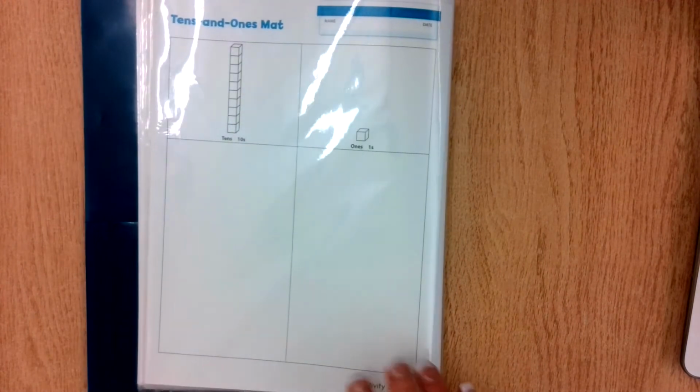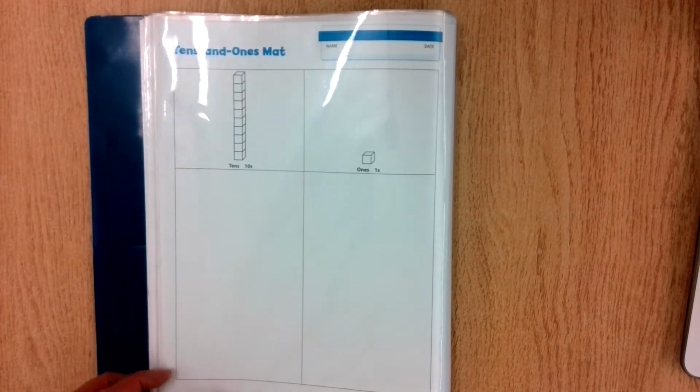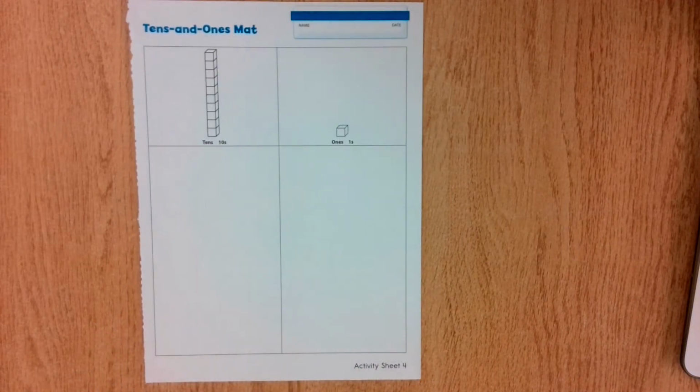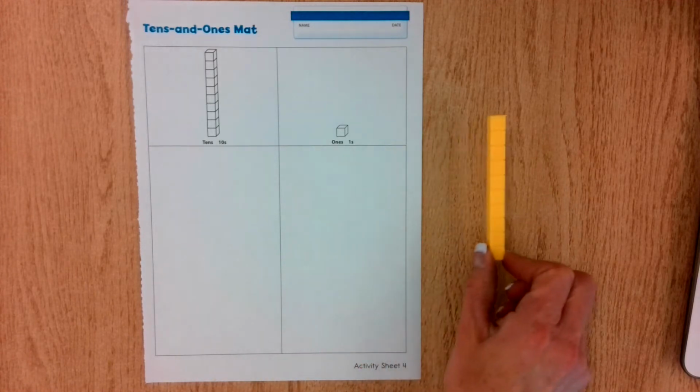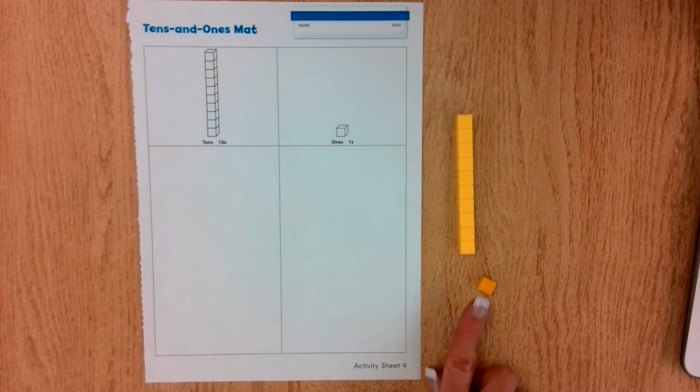So in the back of your math book, you should have a chart that looks like this. It's called Tens and Ones Map. I put mine in my blue binder. Again, yours is probably in the back of your math book. So here's the Tens and Ones Map. So we're going to use base 10 blocks. Again, what I just showed you, that's a 10, and this is a 1. They're also called longs and cubes, okay?